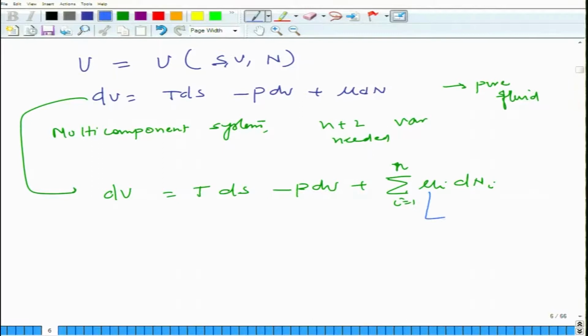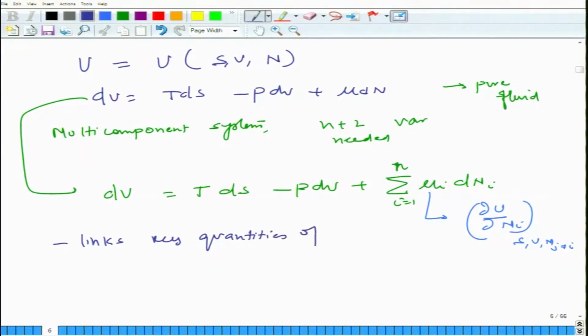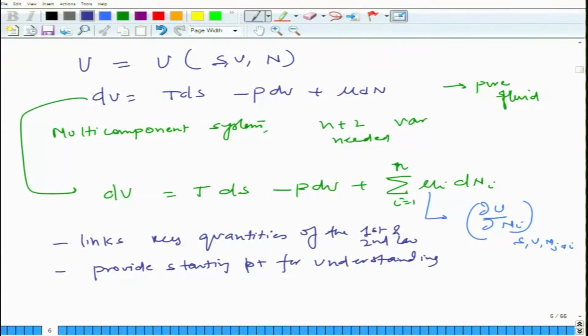Now in this equation, mu_i is nothing but the partial derivative of U with respect to N_i at constant S, V and N_j not equal to i, okay. Now this particular equation, which is a fundamental equation, plays a significant role in thermodynamics. It links key quantities of the first and second law, provides a starting point for understanding equilibrium and stability, and it also provides a starting point for deriving thermodynamic relations.